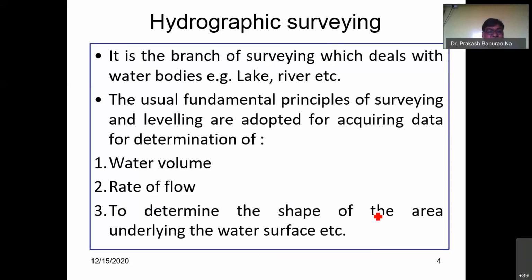Directly you cannot measure the discharge of water bodies or a river. So first of all, you need to find out the velocity, and the velocity can be measured by using a current meter. The further part is that you have to determine the shape of the area underlying the water surface. So you have to prepare the profile of the river, and the profile of the river can be worked out by knowing the information about the river. This is the major part of hydrographic surveying.